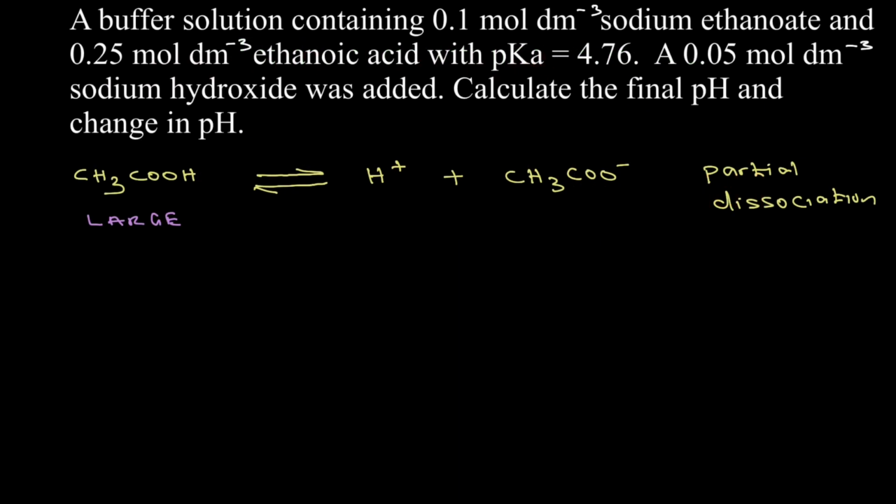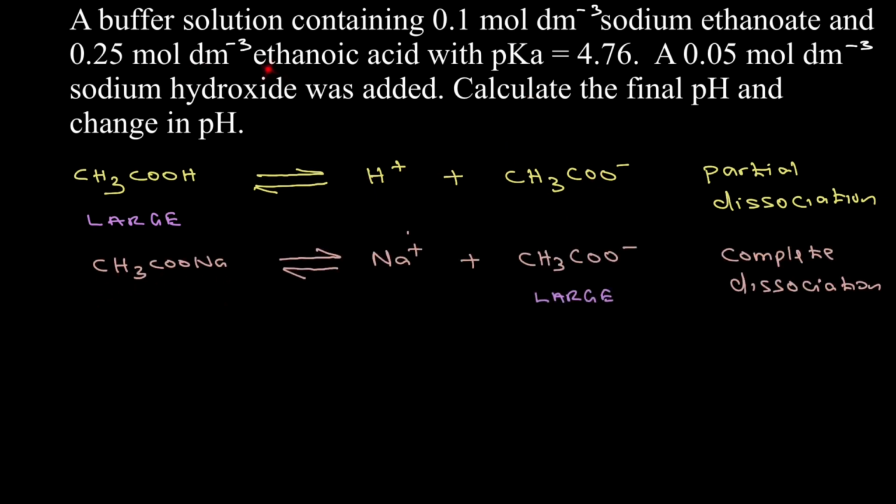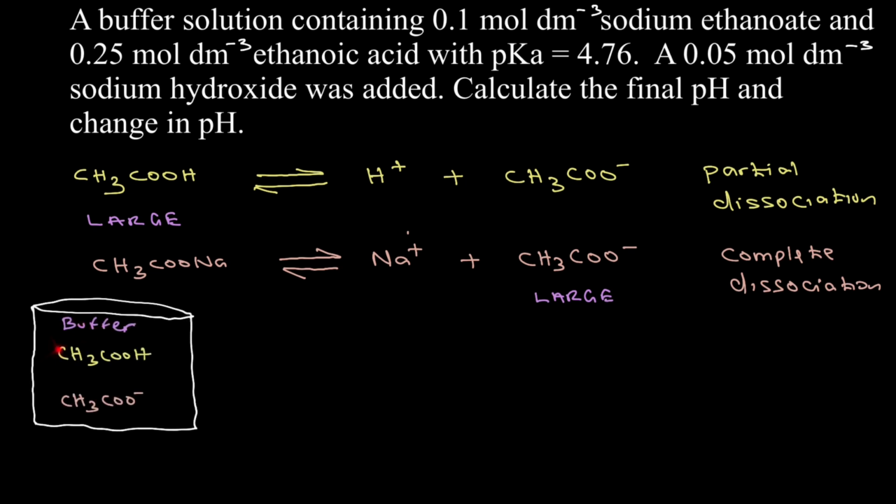From the question, we have the weak acid in large quantity because it's partially dissociated, so we get a small portion of that and a small portion of the base. We also have the sodium ethanoate here. That's a strong electrolyte, so it will dissociate completely into sodium plus and a large quantity of the conjugate base, because of complete dissociation. Finally, we get the buffer solution: weak acid, ethanoic acid, and a large quantity of conjugate base, ethanoate.